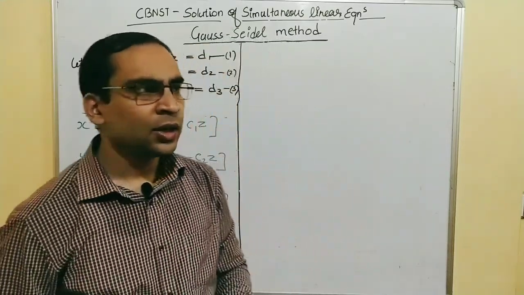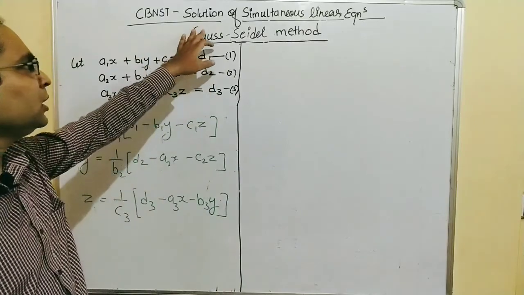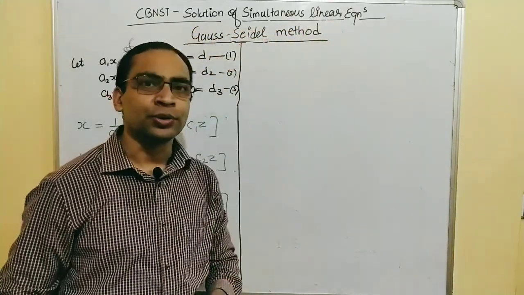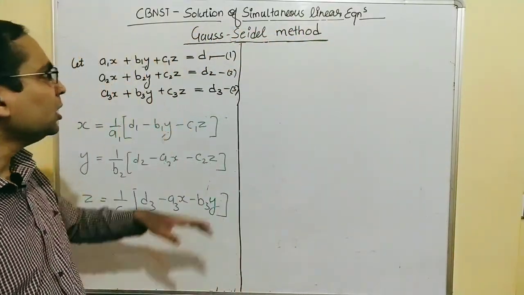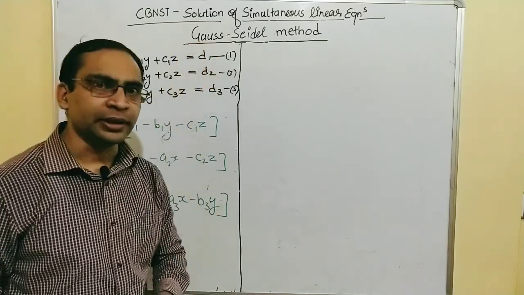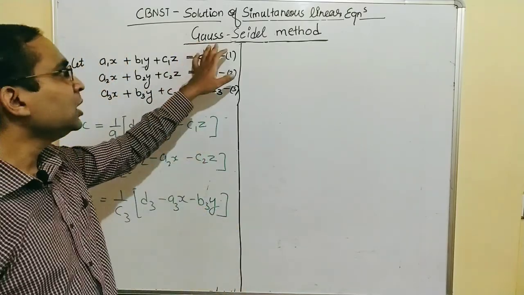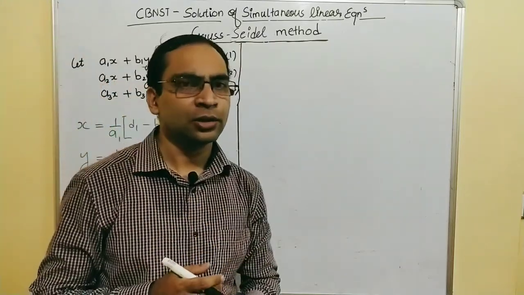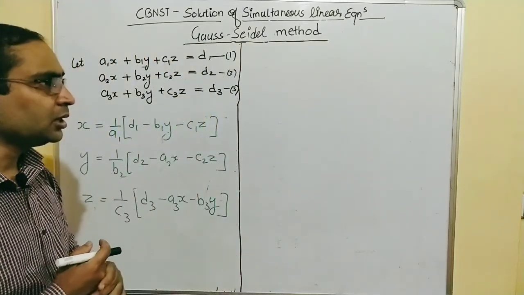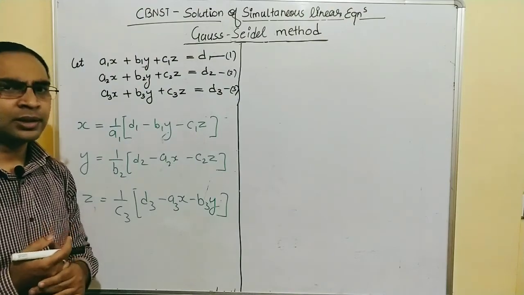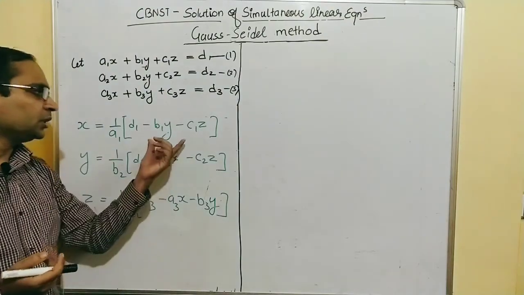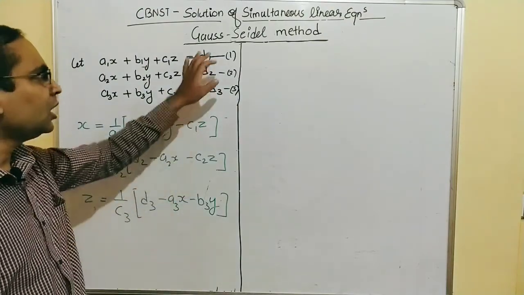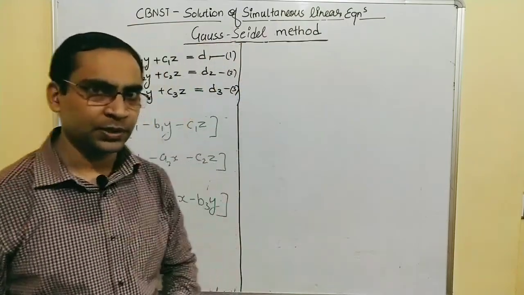In today's lesson, we will talk about solving simultaneous linear equations. In the previous lesson, we had seen the Gauss-Jacobi method. In today's lesson, we will see the Gauss-Seidel method. Both the methods are very much similar to each other. They are similar in terms of the primary condition, but they are different when we perform the iterations. So let's see how the Gauss-Seidel method operates.